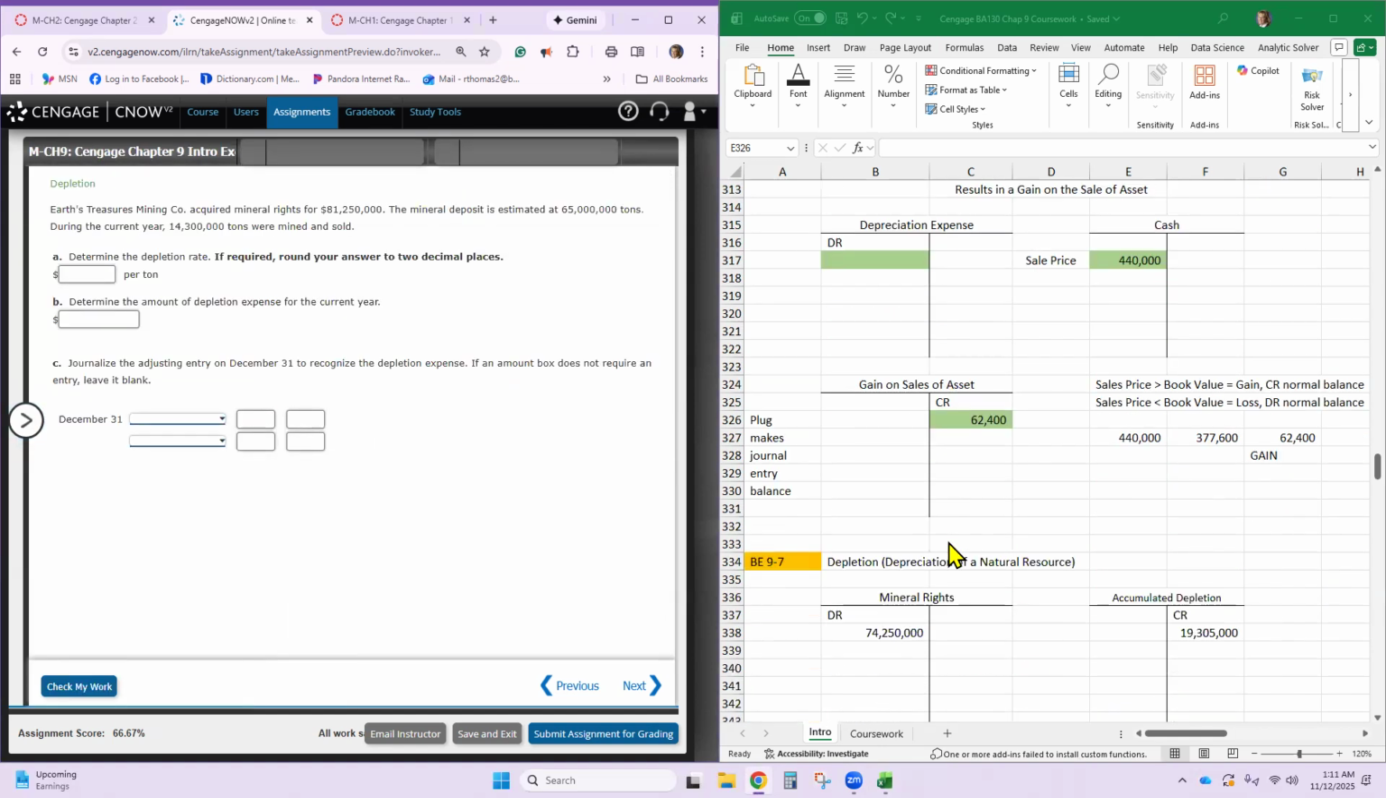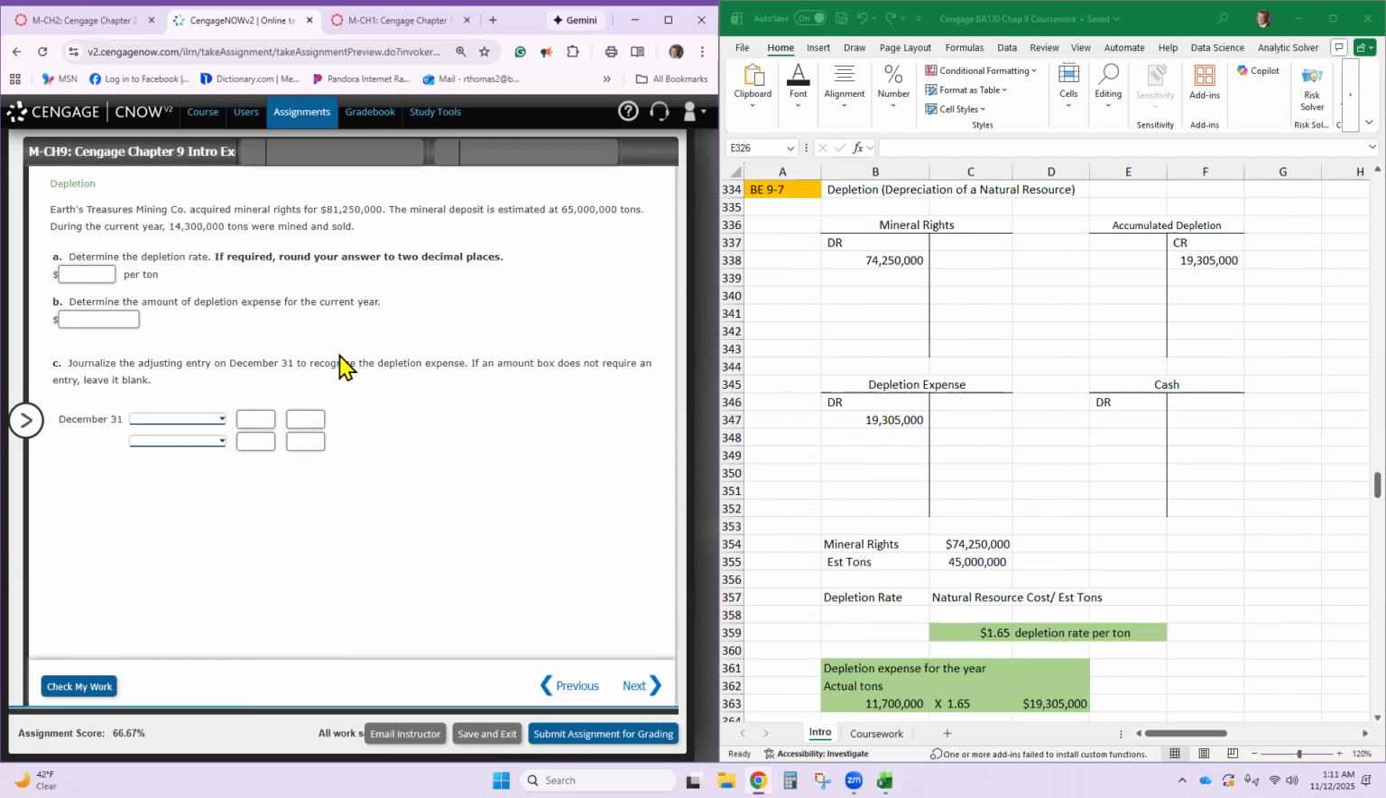Now this is depletion. Depletion is for a natural resource. So if you had mineral rights costing $81,250,000, the mineral deposit is estimated at 65 million tons. So I'm going to put those tons here, 65 million. During the year, 14,300,000 tons were mined and sold.